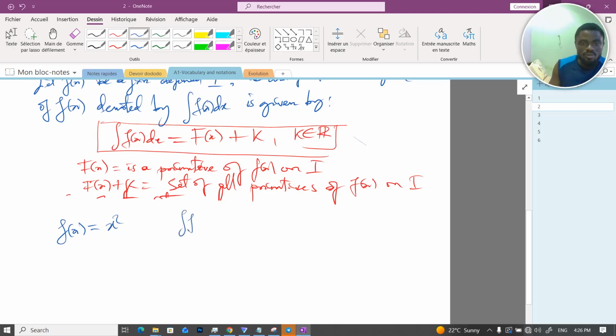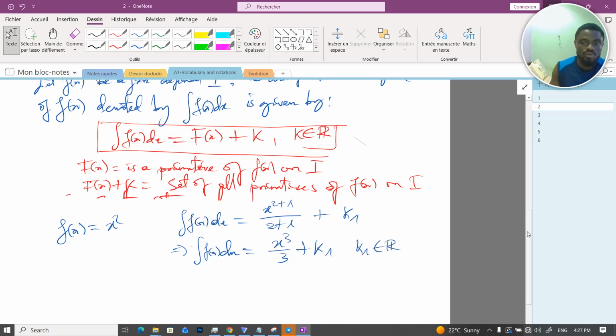The integral of f of x dx will be equal to what? How do you integrate this? You have x to the 2 plus 1 all over 2 plus 1, plus a constant k1. You understand? So this implies the primitive of f of x dx will be equal to x cubed on 3 plus the constant, let's say k1, where k1 belongs to the set of real numbers.